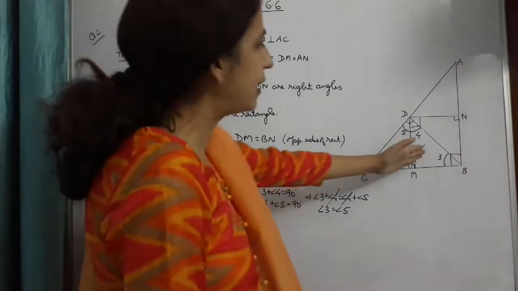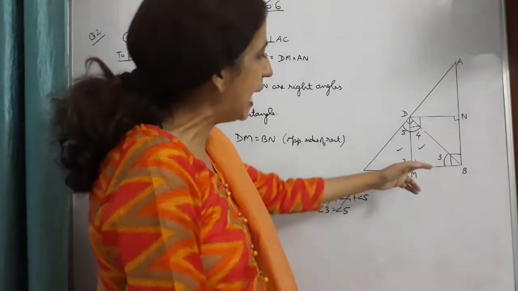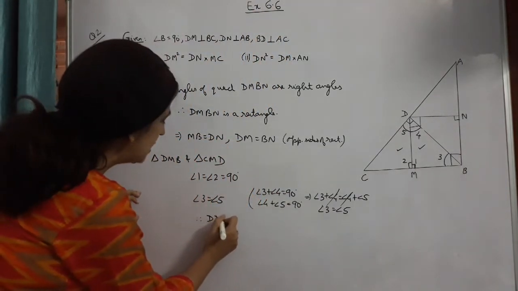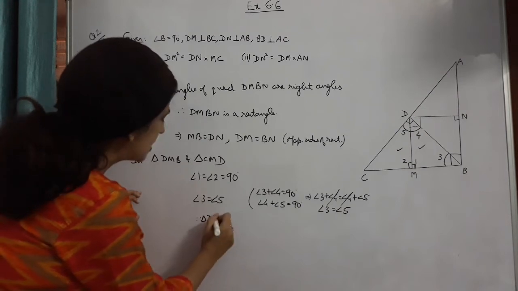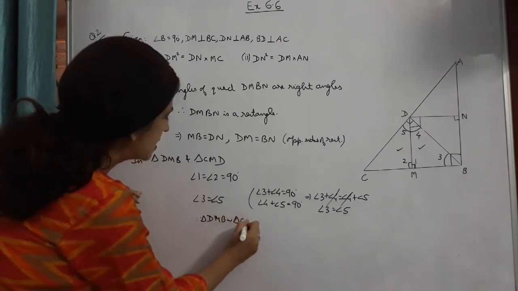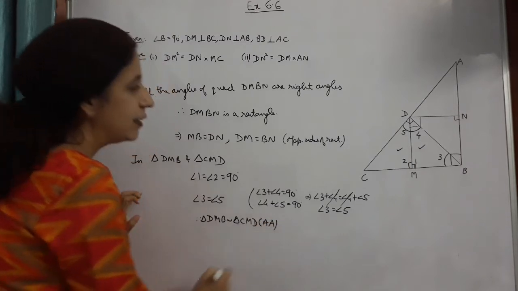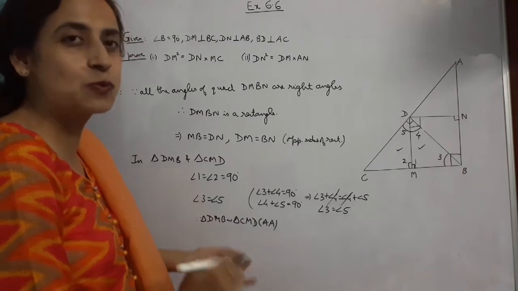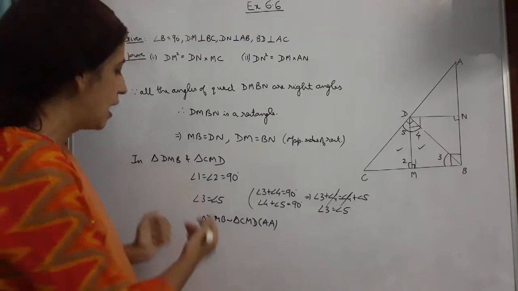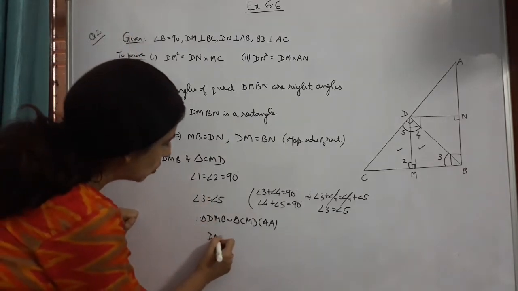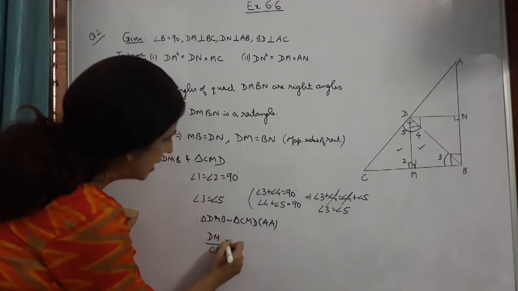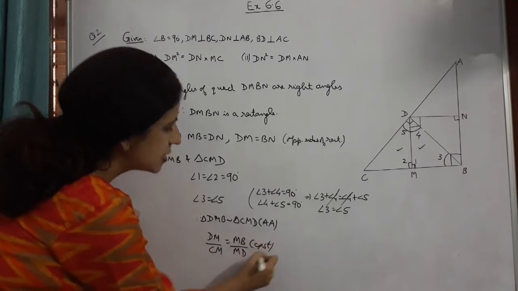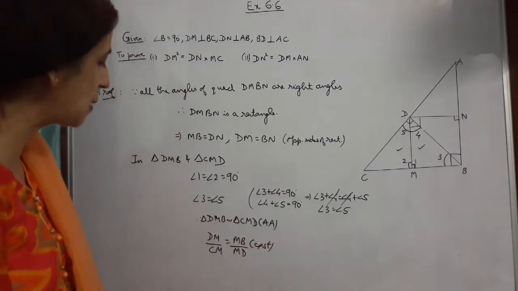So we can say that the two triangles are similar by AA criteria of similarity. Therefore, triangle DMB is similar to triangle CMD by AA criteria of similarity. And if the triangles are similar, then definitely corresponding sides are proportional. So let us take the ratio of the sides. DM upon CM is equal to MB upon MD. This is what we obtain by CPST, corresponding parts of similar triangles.